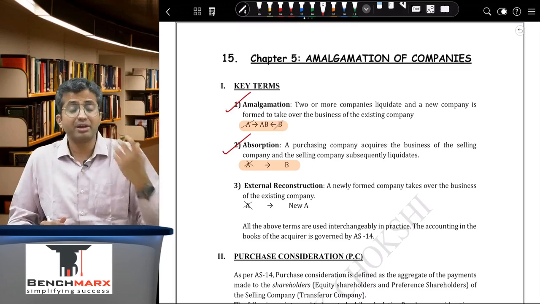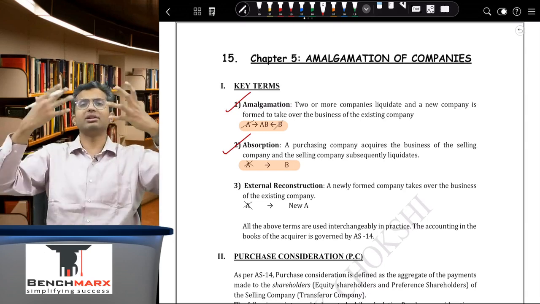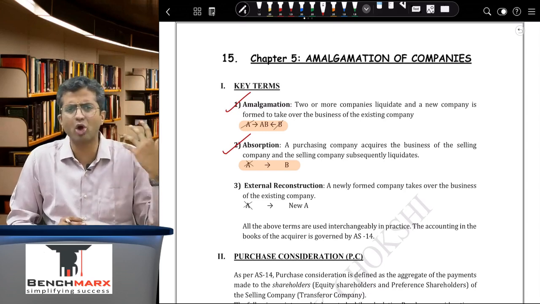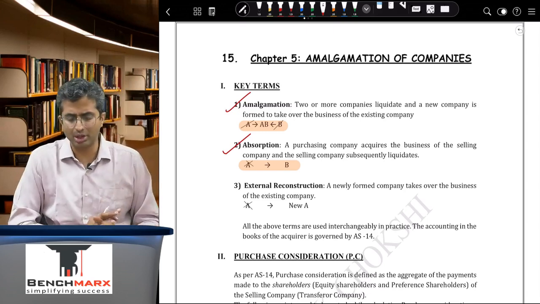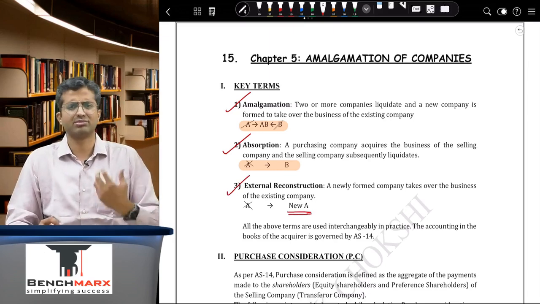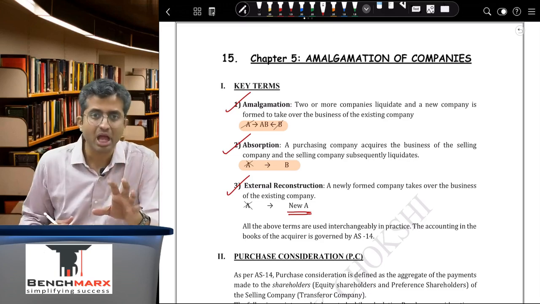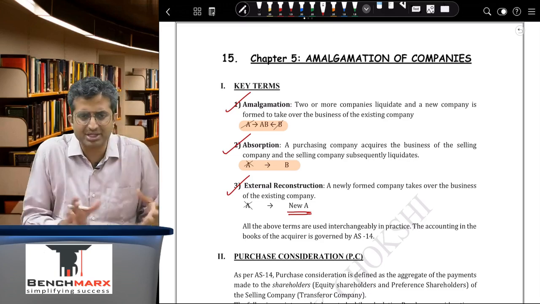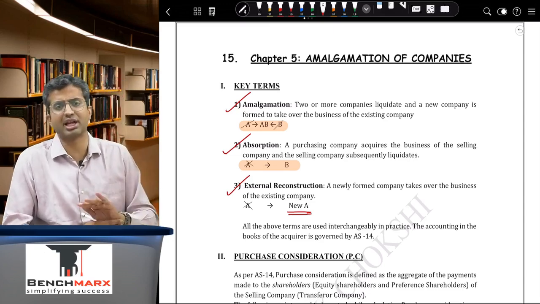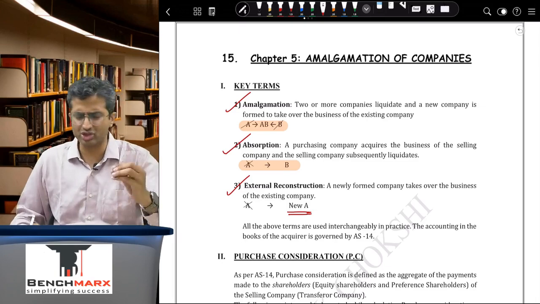External reconstruction refers to a scenario where there is one existing company, it kind of closes and there is a new company that is formed to take over the business of that company. So it's like kind of rebranding or restructuring and forming a new company. So there is a company A which closes, so there is one liquidation and there is a new A. So it's a rebranded company which takes over this. So this is just a theory based discussion. Having said that, from an exam standpoint, we just need to identify whether it's an amalgamation, absorption, etc. for understanding whether the existing assets and liabilities and reserves will appear or not. Other than that, these terms in practice can be used interchangeably.